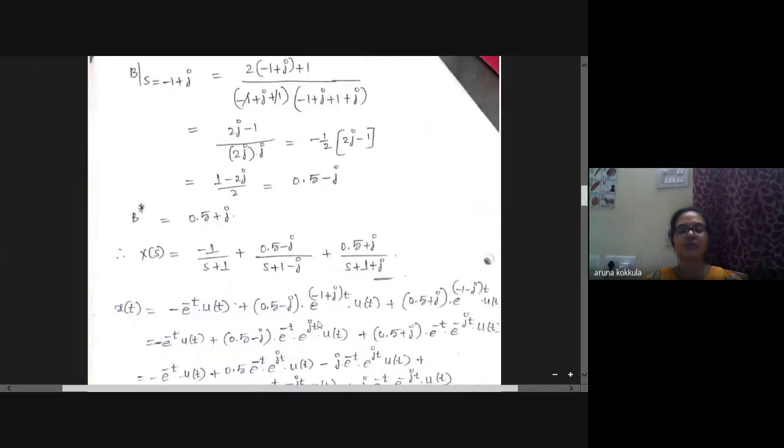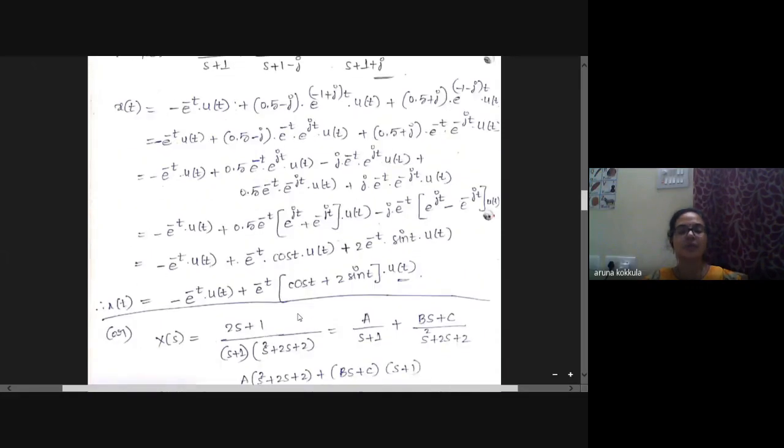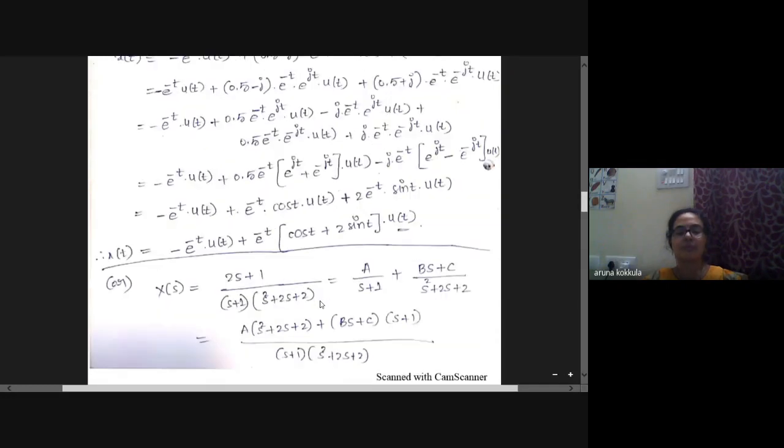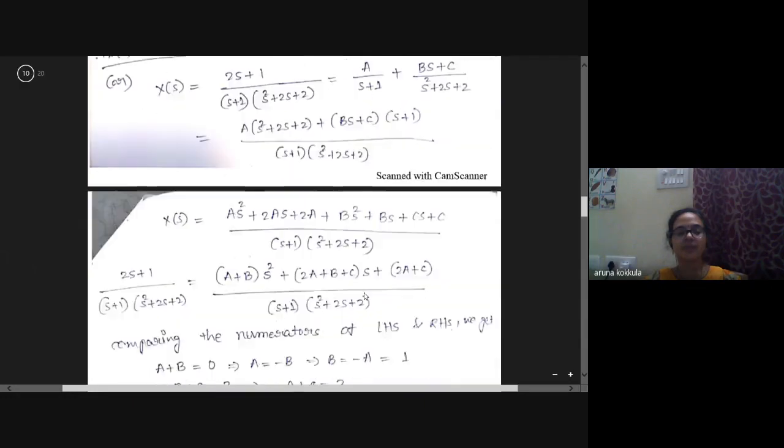Try to substitute and try to separate the real parts and imaginary parts, real exponentials and complex exponentials, and gather all the similar terms together to convert your function into a simplified form. Or you can even do it like this.